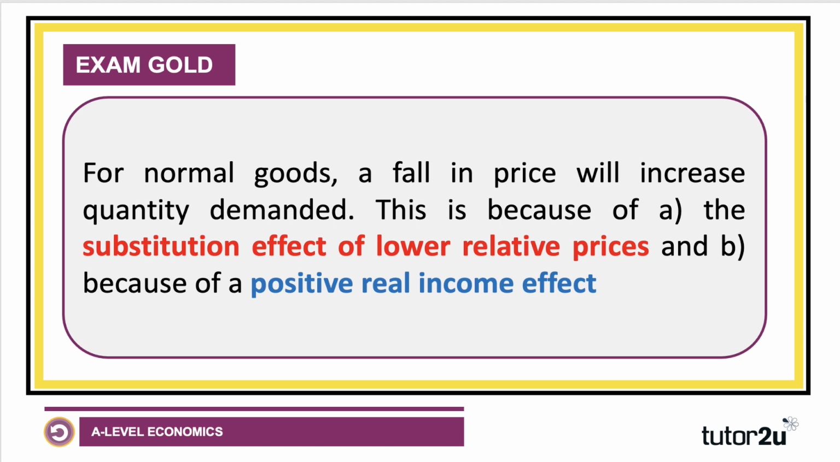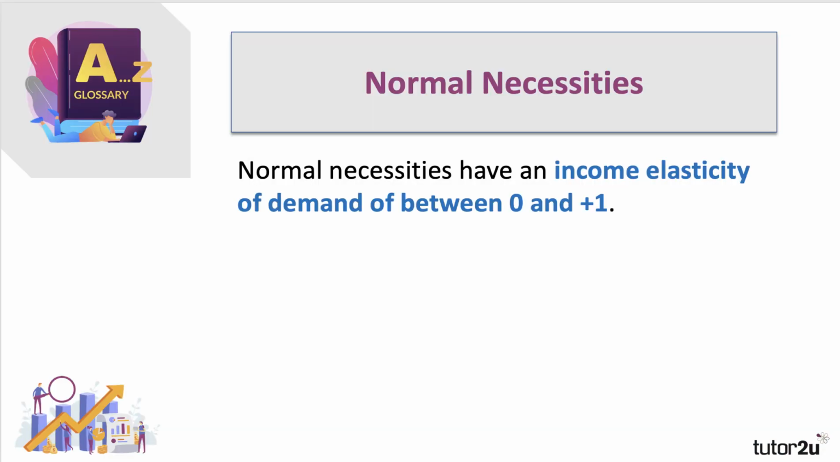For normal goods, a fall in their price will increase the quantity demanded in the market. And this is because of, first of all, the substitution effect of lower relative prices. I'll explain that in a second or two. And secondly, and this is important, because of a positive real income effect. You see, for normal goods, there's a positive relationship between the real incomes of consumers and the quantity demanded for this product. Now, normal necessities.